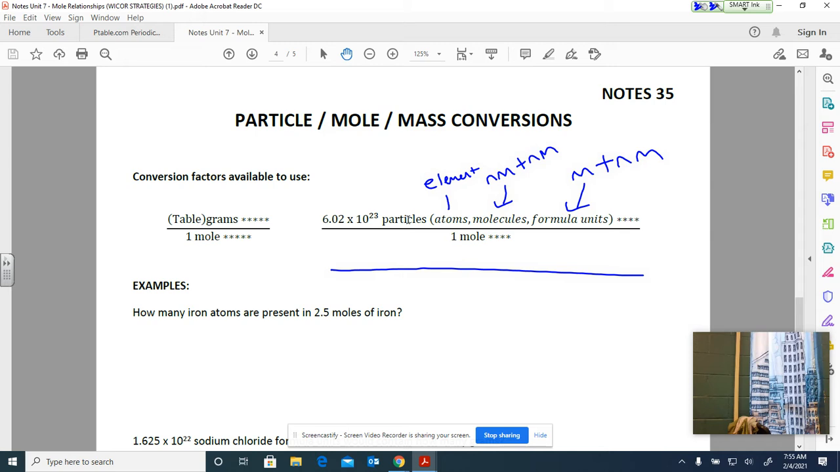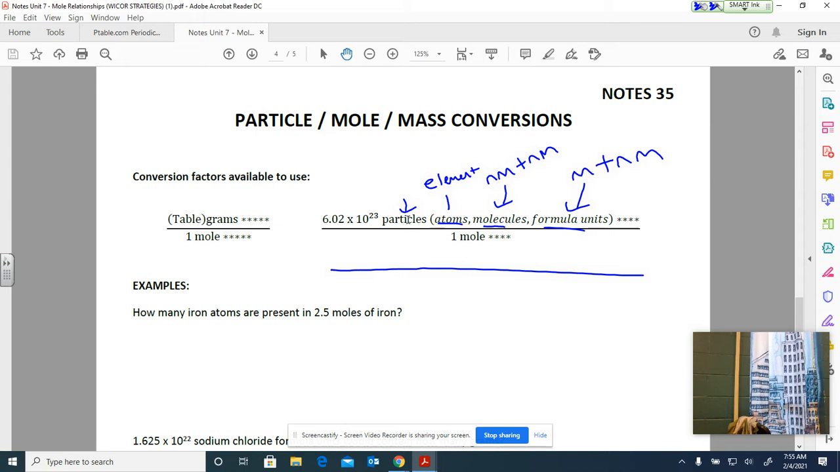I'm going to say I have 6.02 times 10 to the 23rd atoms, or I'm going to say I have 6.02 times 10 to the 23rd molecules, or the one with formula units, okay? So I will change that word. The particle word will either be atoms, molecules, or formula units, and it depends on what I'm dealing with, okay?